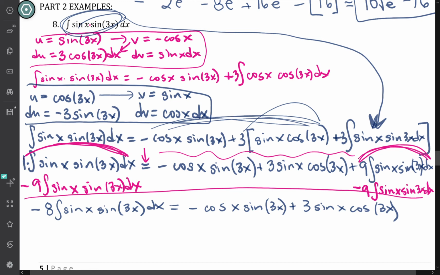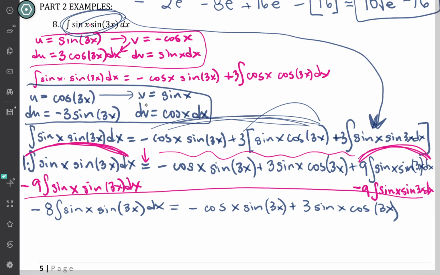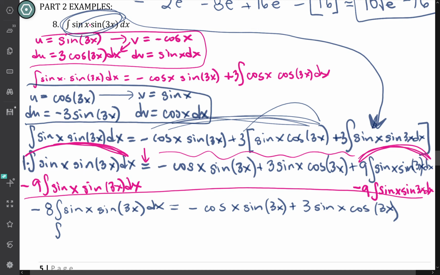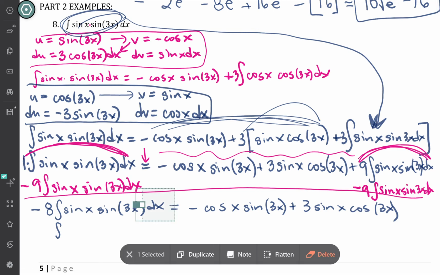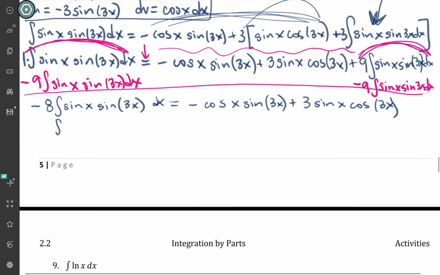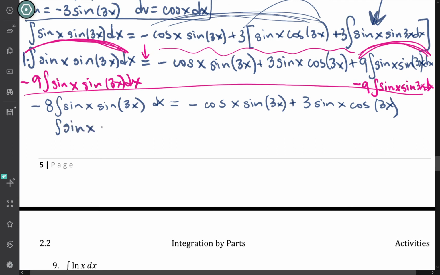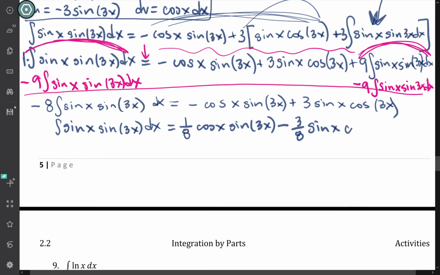And then all I have left to do to solve for the integral I was looking for is divide everything by negative 8. So the integral of sine x sine 3x equals, dividing by negative 8, positive 1/8 cosine x sine 3x. And then divide this by negative 8, and we get negative 3/8 sine x cosine 3x. And we don't want to forget our plus c.